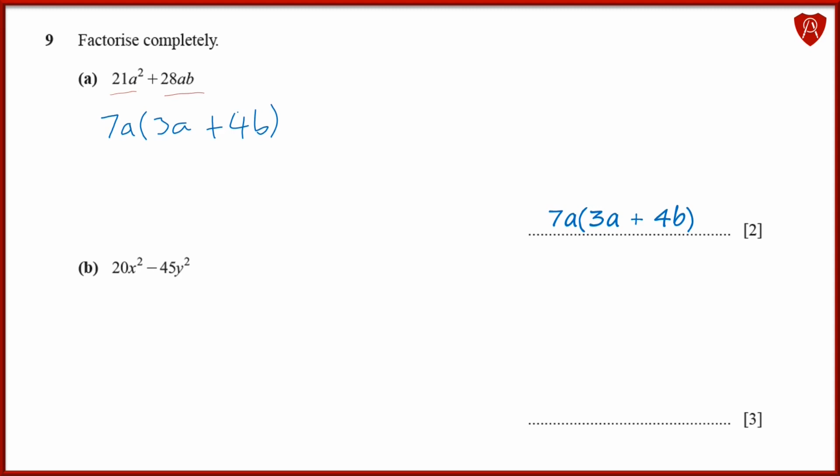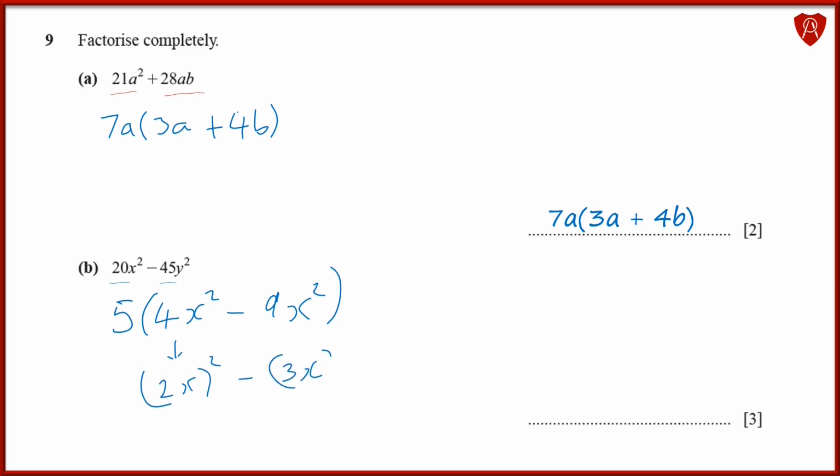Part B. Looking at the numbers, they are both divisible by 5. So let's write 5 outside the brackets, and inside the brackets we have 4x squared minus 9y squared. This can be written as (2x) squared minus (3y) squared.